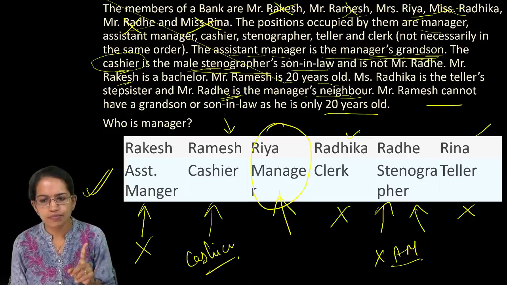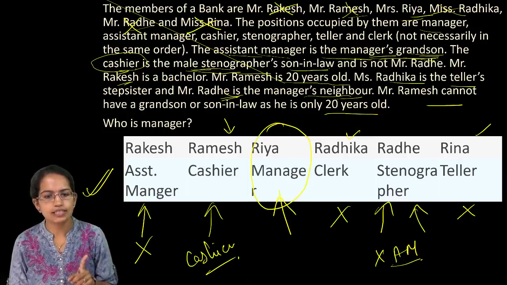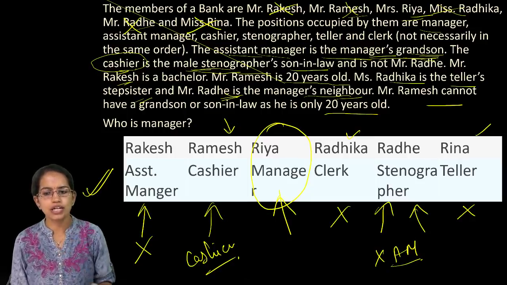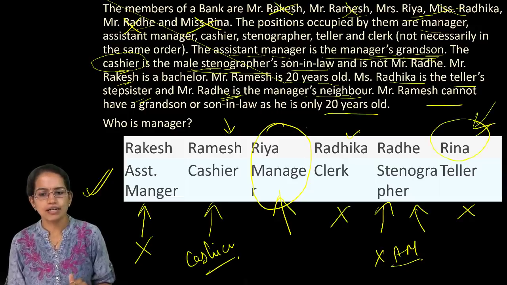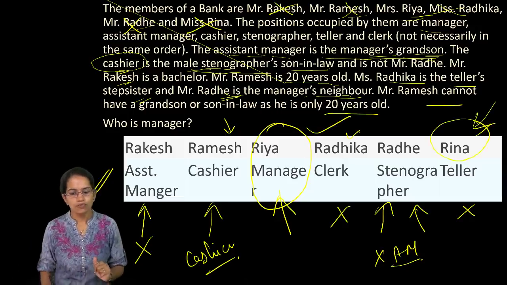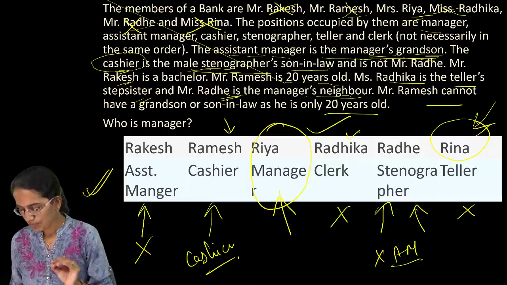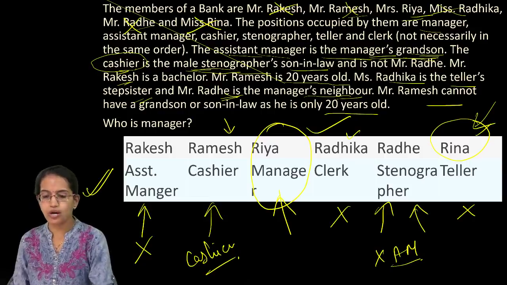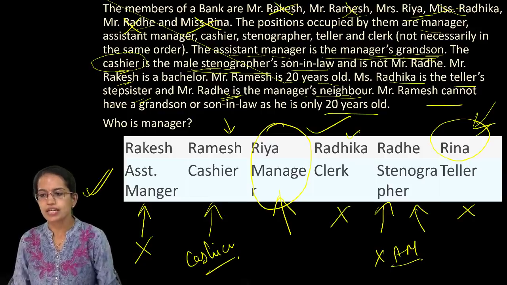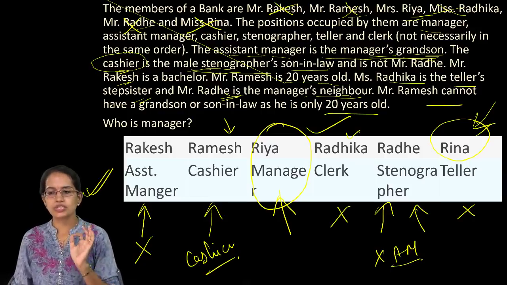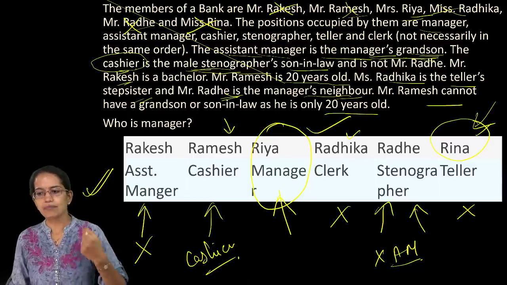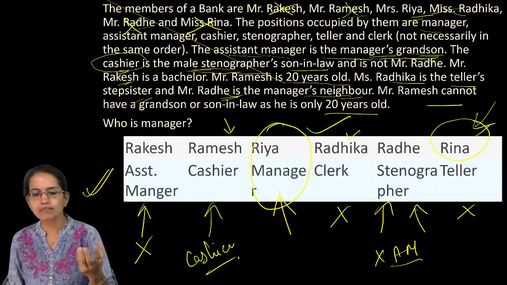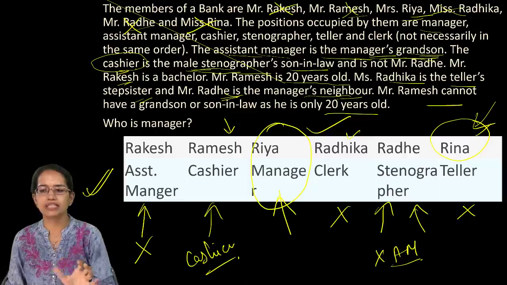Now there is a statement, Radhika is a teller's stepsister. That means Radhika is not a teller. So who becomes the teller is Reena, and Radhika becomes the clerk. I hope that is clear. A very simple problem, but the language is confusing, the relations are confusing. So if you are able to systematically solve it, you would be able to solve the questions with accuracy. So very, very important, you apply a little logic besides what is directly mentioned in the question paper.